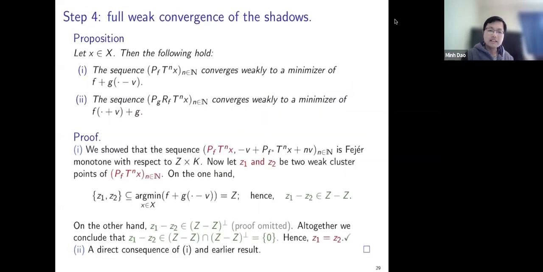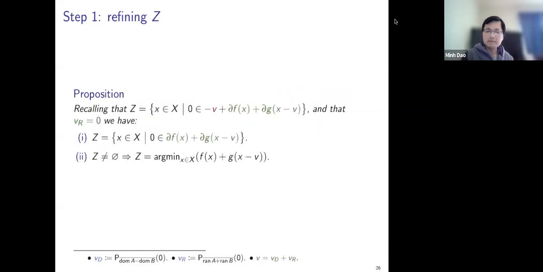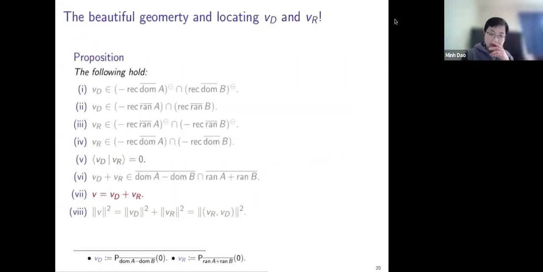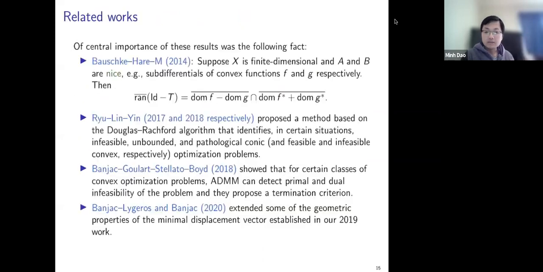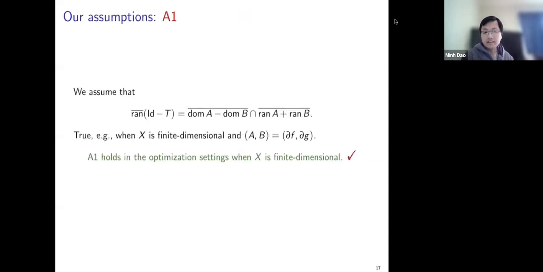And Walaa, I have maybe a naive question regarding the assumption A1. We know that in finite dimension, it is automatically certified, right? But how about in infinite dimensions? Do you have an example where this assumption is verified in infinite dimensional, but not finite dimensional? Okay, so let me comment on that.